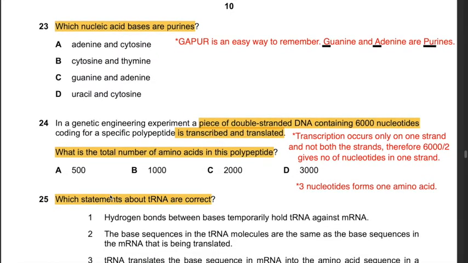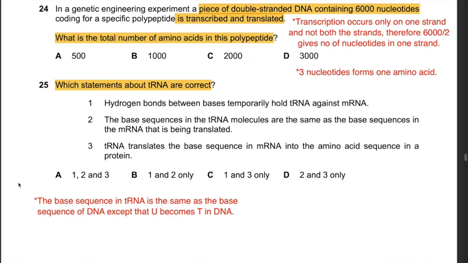Question 23. Which nucleic acid bases are purines? Now, GAPUR is an easy way to remember this. Basically, it stands for guanine and adenine are purines. And since the question asks us about which bases are purines, that is guanine and adenine. Therefore, the answer is C.